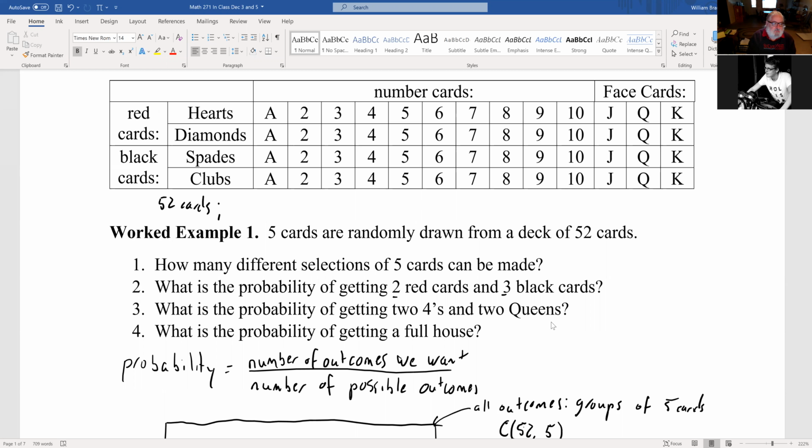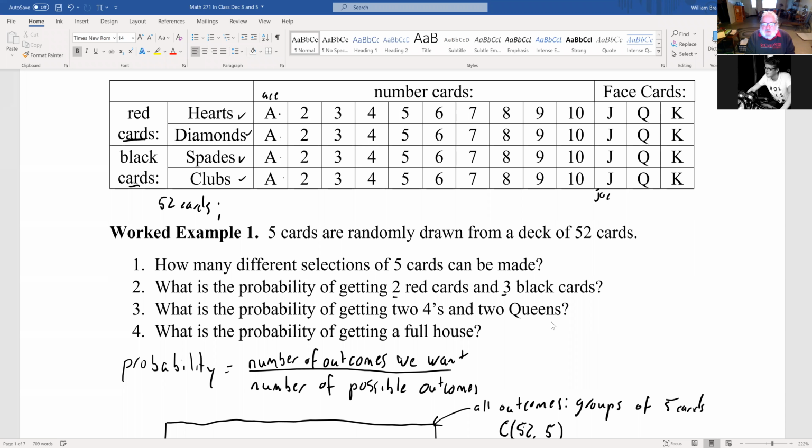And it's divided up in different ways. Half the deck is red cards, half the deck is black cards. So there's 26 red, 26 black. The red cards are hearts and diamonds. There's 13 of each of those. The black cards are spades and clubs. There's 13 of each of those. Number cards, I consider the aces to be a number card. So you have aces, 2s, 3s, 4s, 5s, 6, 7, 8, 9, 10. And there's 4 each of those, right? Ace of hearts, ace of diamonds, ace of spades, ace of clubs.